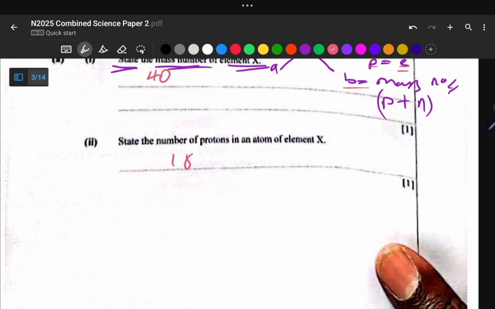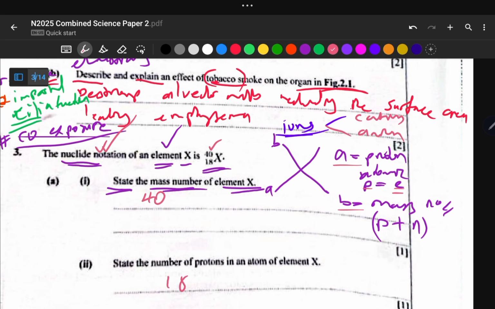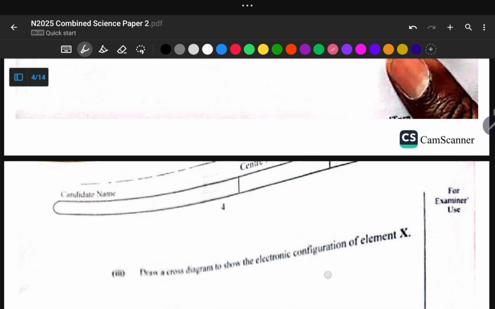So it asks for the number of electrons. So the number of electrons is equal to the number of protons for a neutral atom, right? And then we go on to the next part.